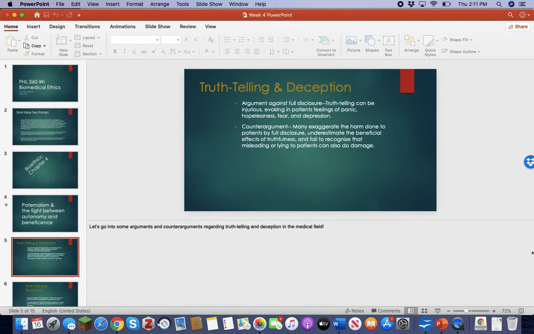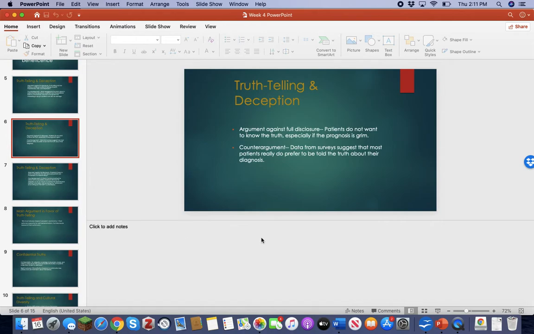Let's get into some arguments and counter-arguments regarding truth-telling and deception in the medical field. An argument against full disclosure of a patient's situation, if they have cancer or not, that sort of thing, is that truth-telling can be injurious, evoking in patients feelings of panic, hopelessness, fear, and depression. A counter-argument to that is that many exaggerate the harm done to patients by full disclosure and underestimate the beneficial effect of truthfulness. They also fail to recognize that misleading or lying to patients can also itself do damage.